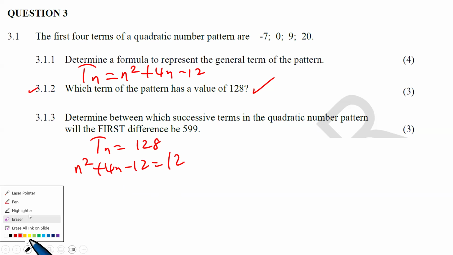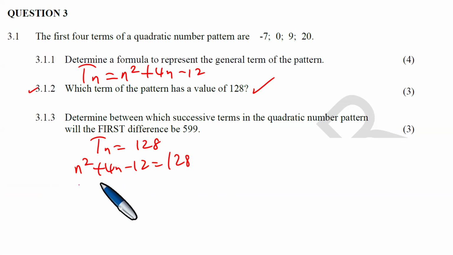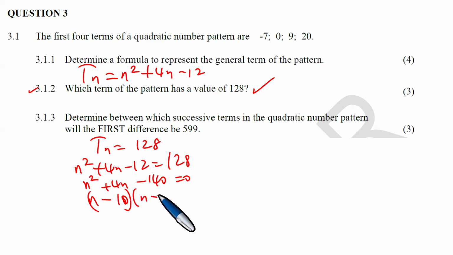We move everything across and collect like terms. So it's n squared plus 4n minus 12 minus 128, which is minus 140, equals 0. What are the factors of this? This is n minus 10, n plus 14 equals 0, which means that n is 10 or n is minus 14.